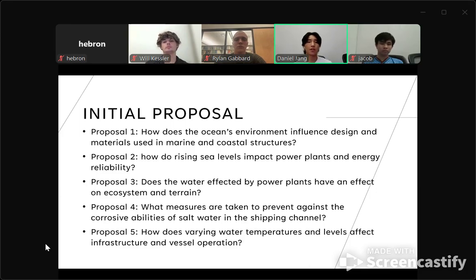At first, each of us brought different ideas. Some of these ideas included looking at how ocean conditions affect materials for marine structures, how rising sea levels impact power plants, and how water from power plants affects ecosystems. And for the final proposal, we decided to focus on preventing saltwater corrosion in shipping channels.